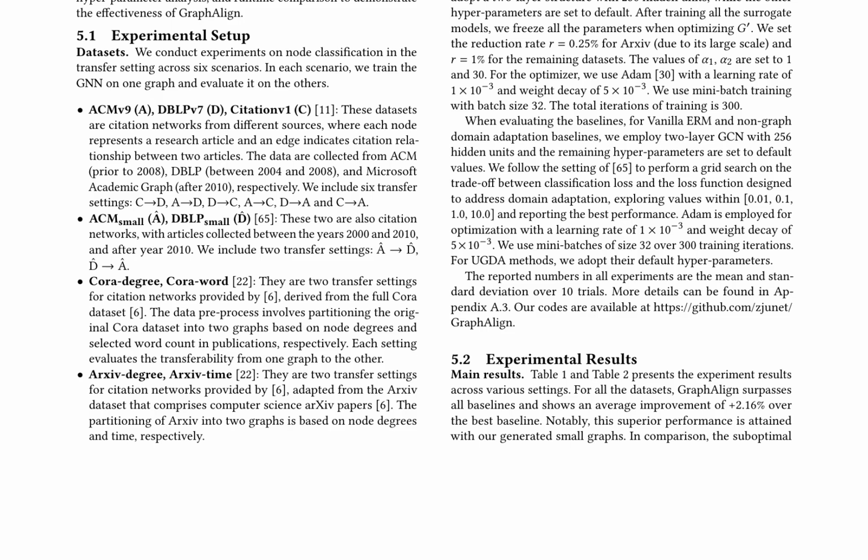The authors provide a comprehensive evaluation of GraphAlign, including ablation studies, hyperparameter analysis, and runtime comparison. They also provide implementation details, including the architecture of the surrogate GNN model, the optimization process, and the hyperparameters used. The code for GraphAlign is available online. Overall, GraphAlign is a novel and effective approach to address graph domain adaptation, with potential applications in various fields.